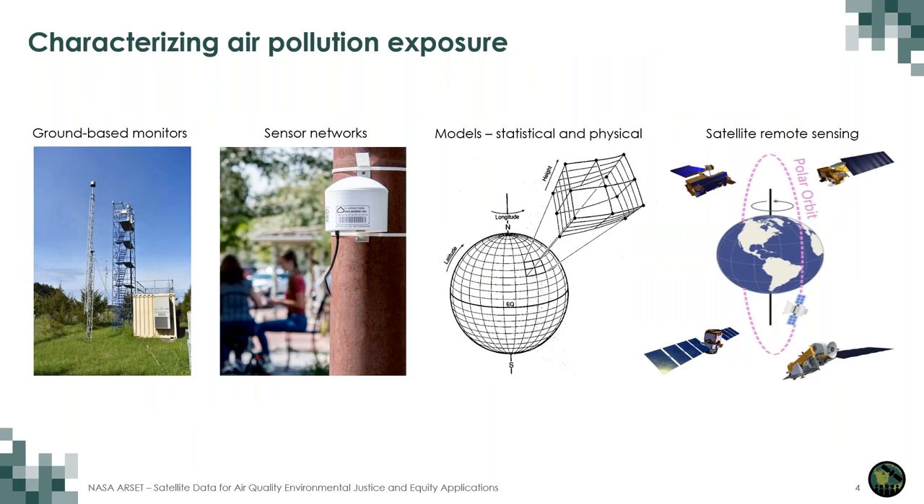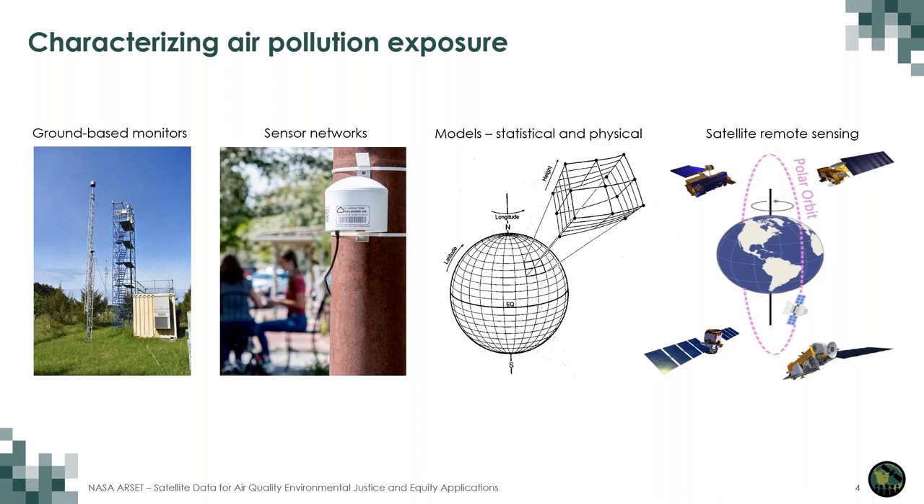There's a lot of different ways to characterize air pollution exposure. We have ground-based monitors, and this is an example picture of a federal reference monitor. These are costly and resource-intensive ways to measure air pollution in the air at a particular point in space. We have sensor networks, and increasingly, these are low-cost sensors. Each of these costs on the order of a couple hundred dollars, which is significantly less than the federal reference monitors shown on the left-hand side of this slide.